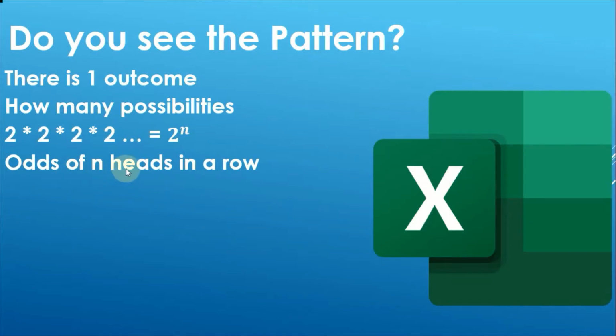So the odds of n heads in a row, this is the formula: 1 divided by 2 to the power of n. And in Excel we write that as 1 divided by 2, caret n. This caret means it's an exponent. Some other languages use 2 asterisks, but that's how you do it in Excel. All that means is that you want to do 2 times itself n times. So if it was 3 to the power of n, it would be 3 times 3 times 3, n times, or 3 to the 2 would be 3 times 3.